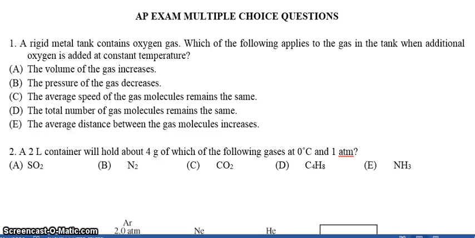This is the AP exam review for Chapter 10 test. We'll take a look at 4 multiple choice AP exam questions, some of which are simpler than others. But here are a few.